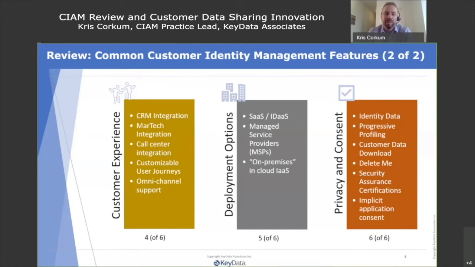Progressive profiling is a technique we use to capture only the customer data we need and only when we need it.